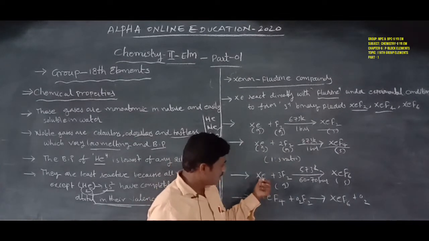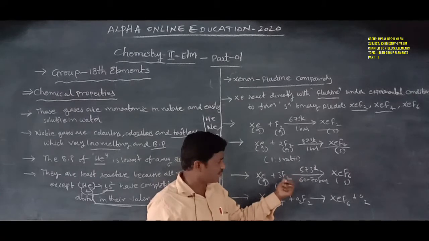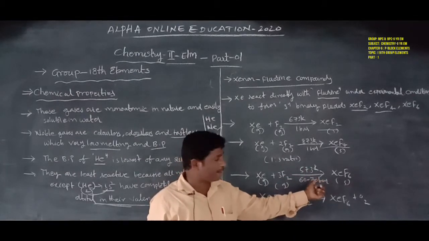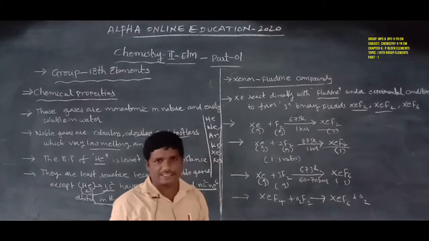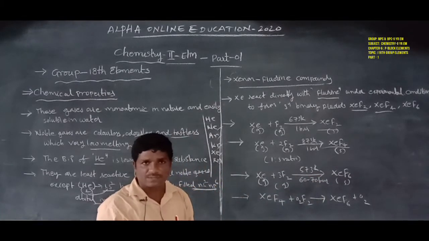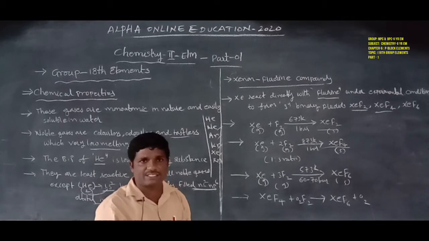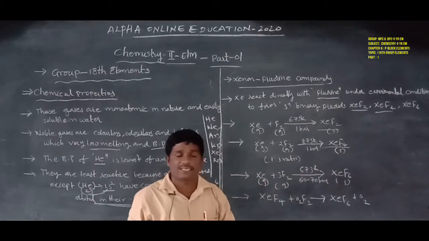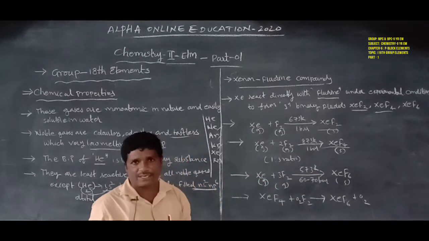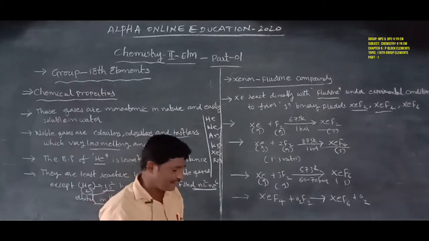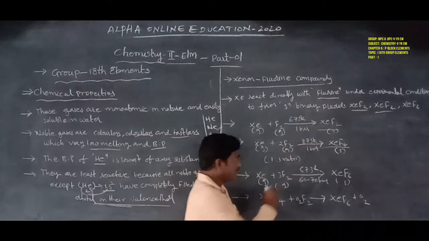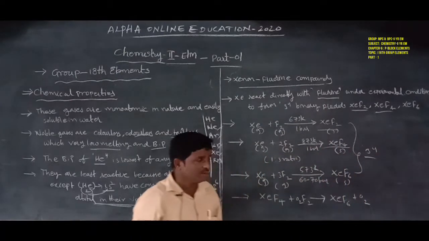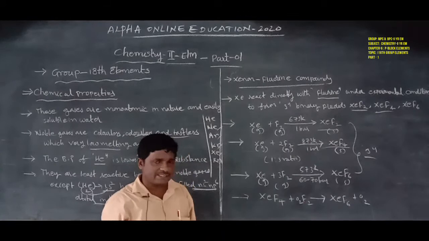Remaining last one: xenon reacts with 3 moles of fluorine at 573 Kelvin and 60 to 70 bar pressure to form xenon hexafluoride. Hexa means 6 fluorine atoms combine with xenon. These are the 3 binary compounds: xenon difluoride, xenon tetrafluoride, xenon hexafluoride.